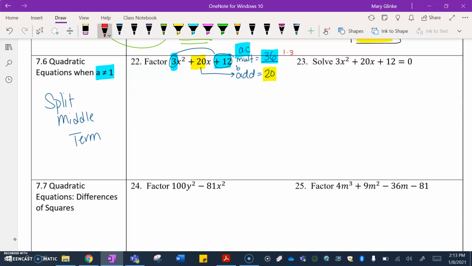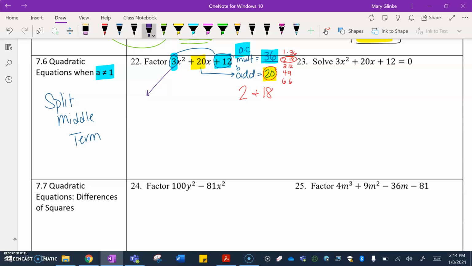Well, we can try 1 and 36, 2 and 18, 3 and 12, 4 and 9, 6 and 6. Of these options, the add portion works with 2 and 18. So our numbers are going to be 2 and 18. So we cannot just write our answers as x plus 2 and x plus 18.